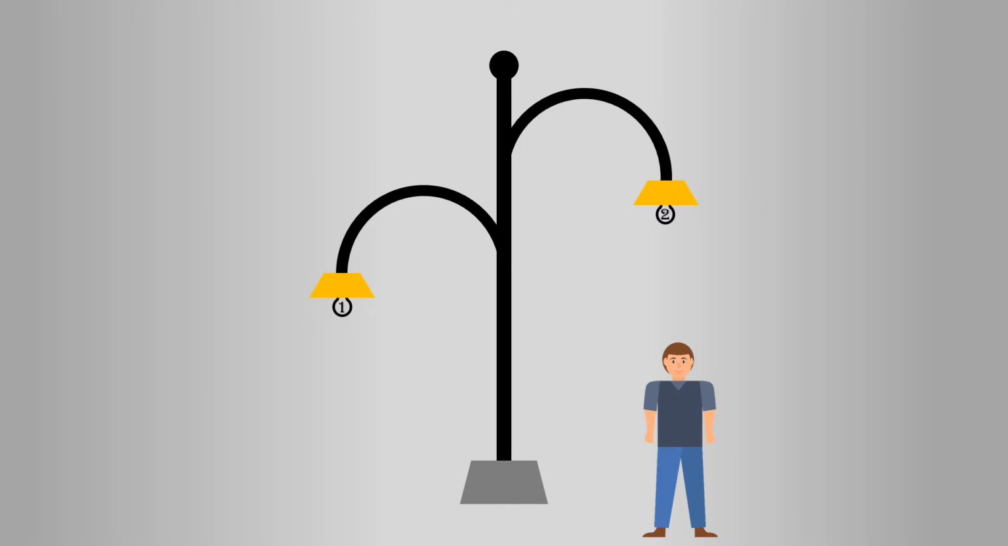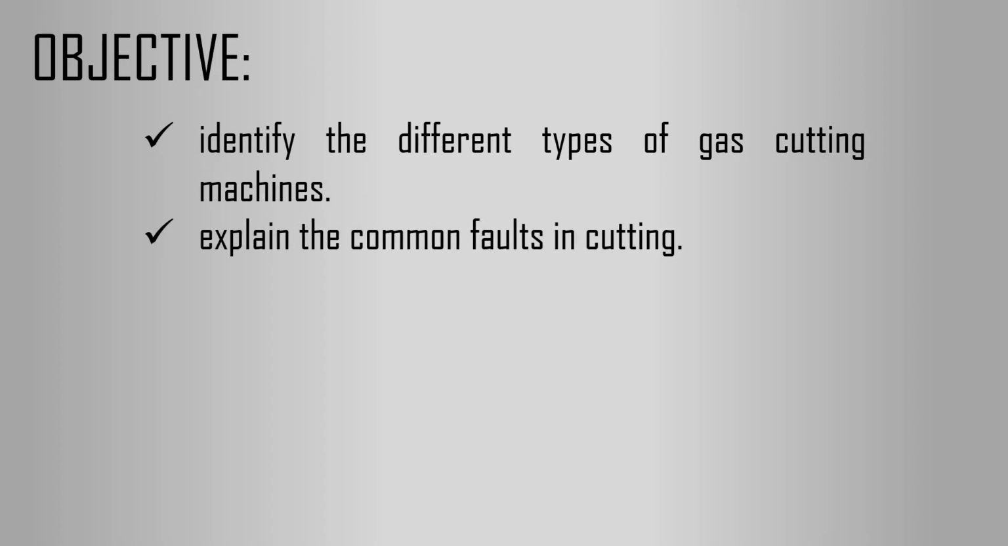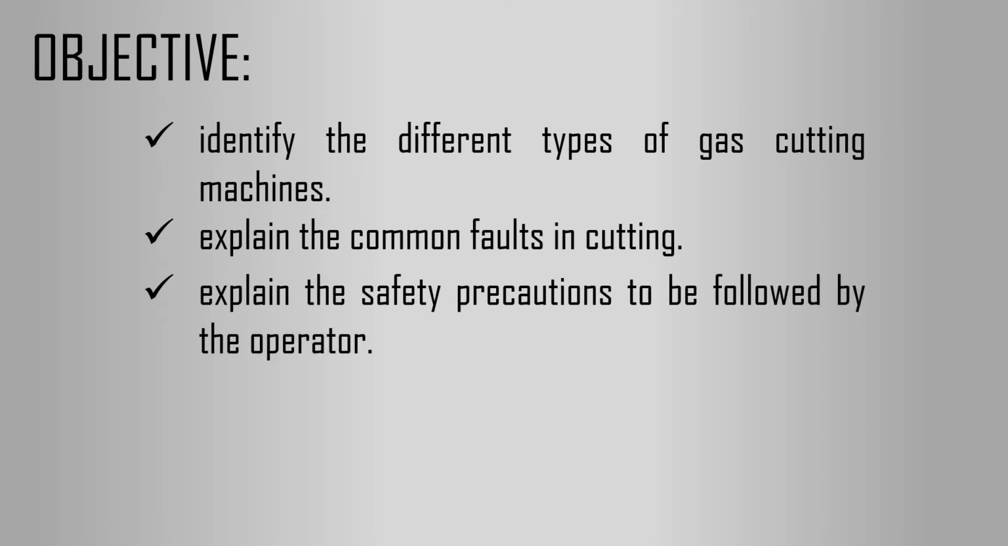In the previous class, we completed the topic of gas cutting torch. In today's class, we are going to discuss the topic of gas cutting machine. Let's see the objective of this topic. You shall be able to identify the different types of gas cutting machines, explain the common faults in cutting, explain the safety precautions to be followed by the operator.